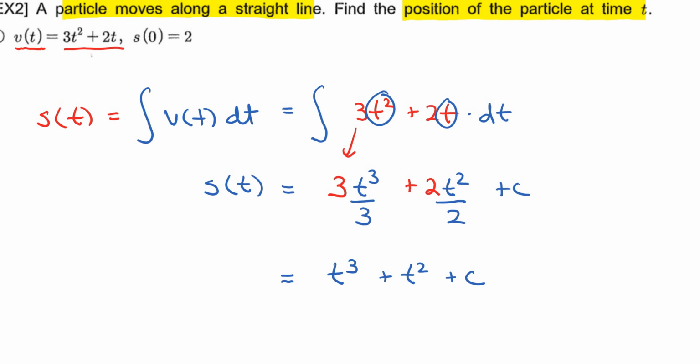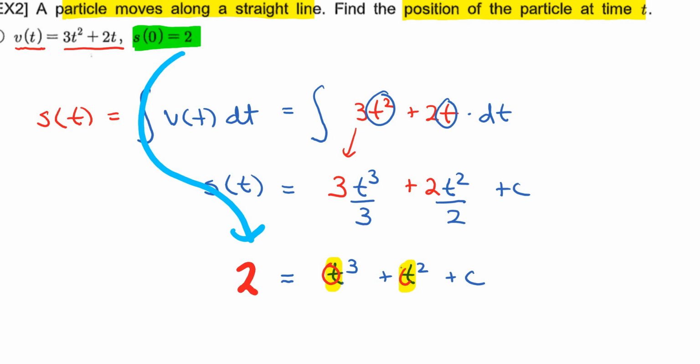Then you want to use this fact here. We know that s of 0 is equal to 2. Let's factor this into the equation. S of 0 equals 2, so this is going to equal 2 on the left-hand side. Anytime you see a t, that's going to be turned into a 0. So this is going to be 0 cubed, 0 squared. Basically those will just cancel off, and we know that 2 would equal c.